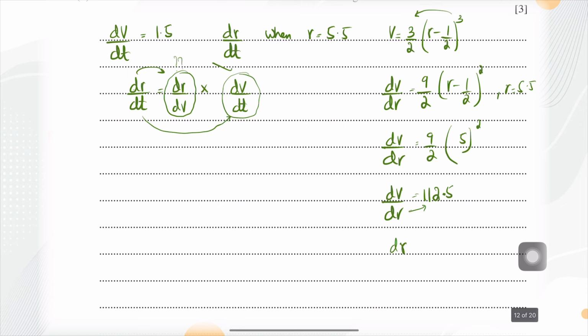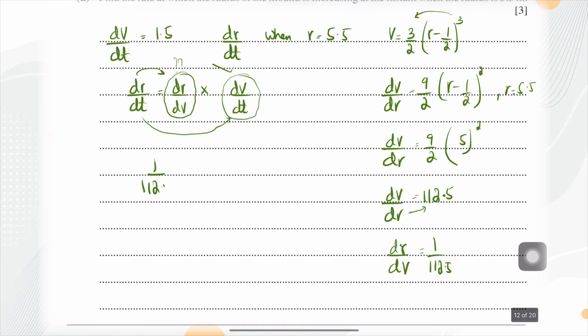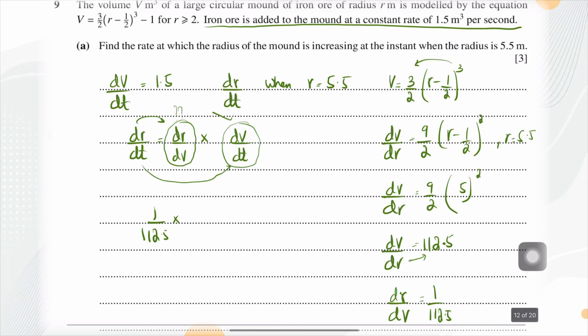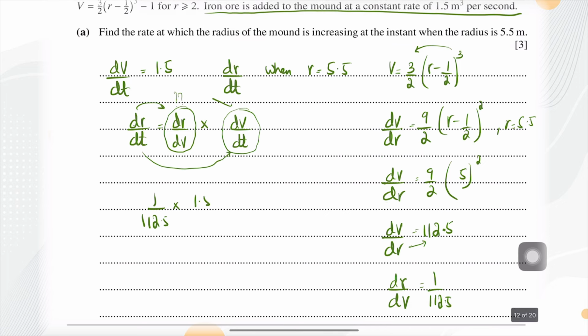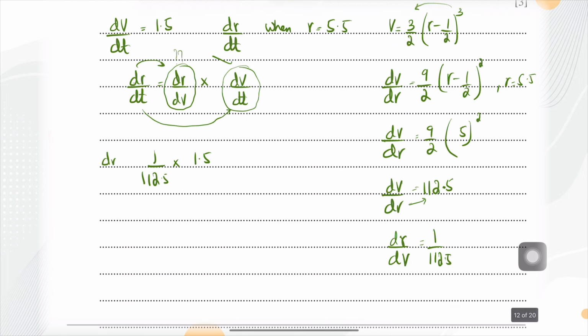So dr upon dv will become 1 upon 112.5, into dv upon dt, which the question told us is 1.5. Now all you have to do is just evaluate this. So dr upon dt is equal to 1 divided by 112.5 into 1.5. So we're looking at 1 upon 75, which I wouldn't recommend that you write as a decimal because it's a recurring decimal. So we'll leave it as 1 upon 75.